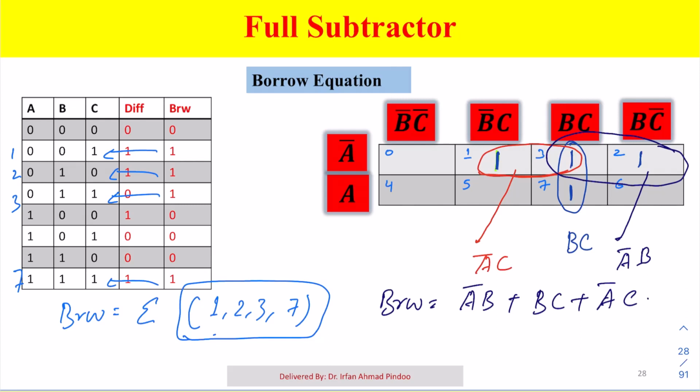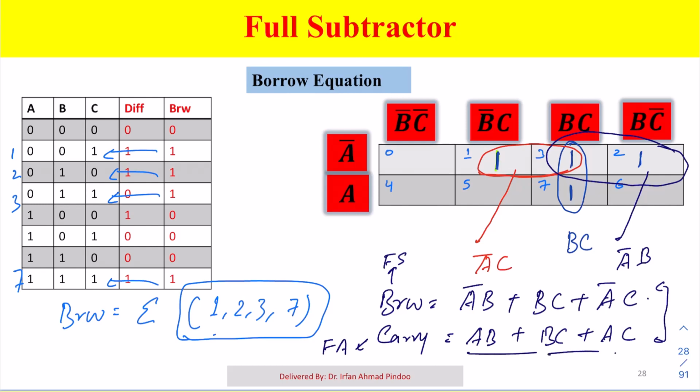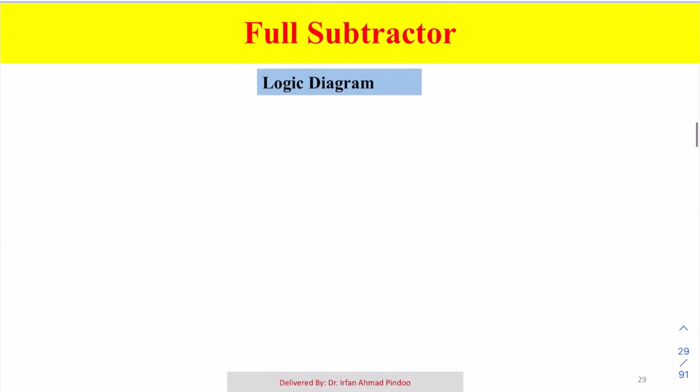And if you compare it with the carry equation of full adder, this is for full subtractor. I am just comparing the things with the full adder. It was last time AB plus BC plus AC. So the only difference is that the A we are having right now in borrow is complemented. Last time there was no complement, and right now there is a complement on A. The rest is again almost the same.